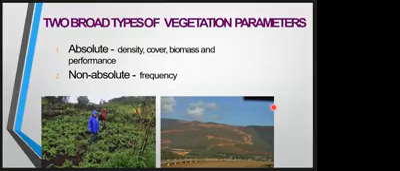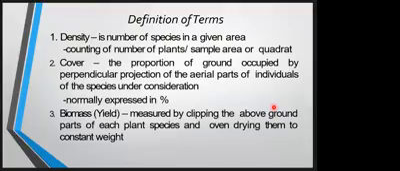Okay, now let's have the definition of terms. When we say density, it is the number of species in a given area. So it's by way of counting the number of plants, divided by the sample area or quadrat. That is its computation. But we'll have more on the computation later in this discussion.